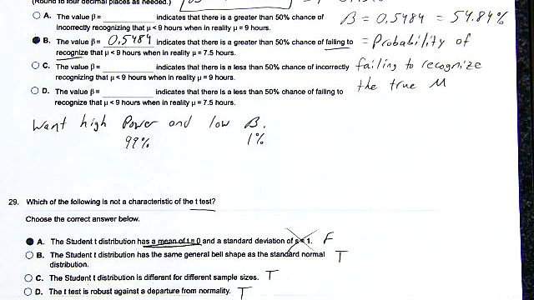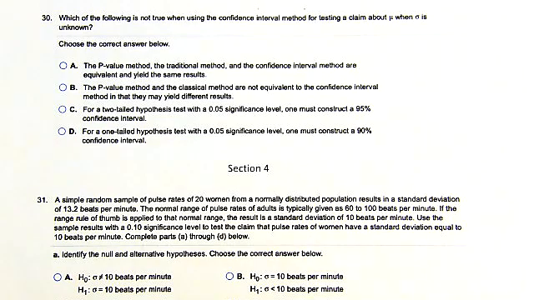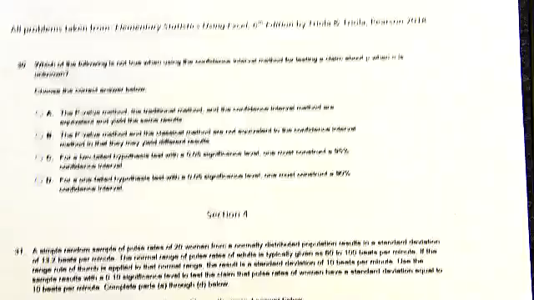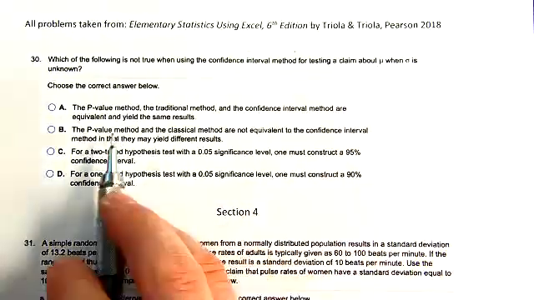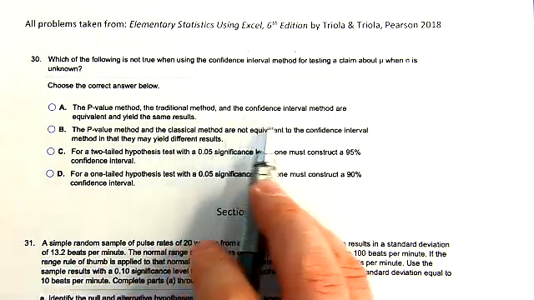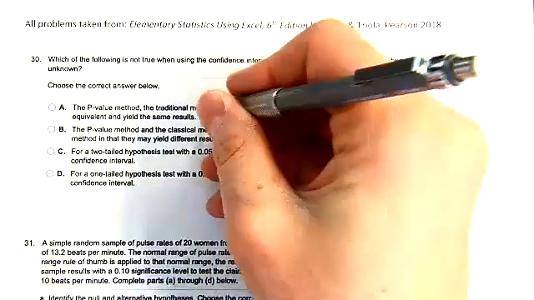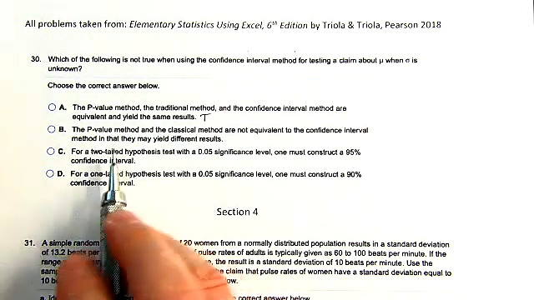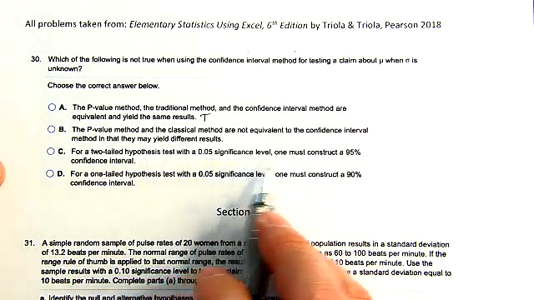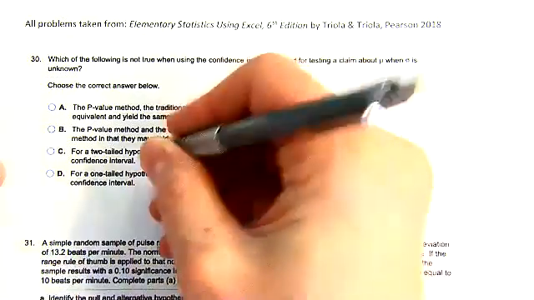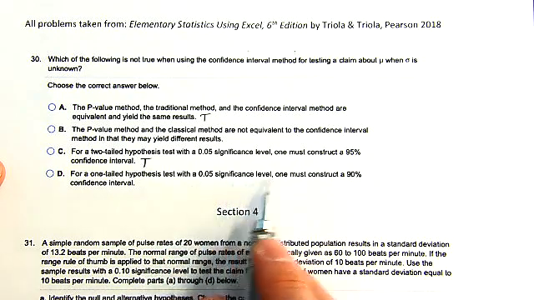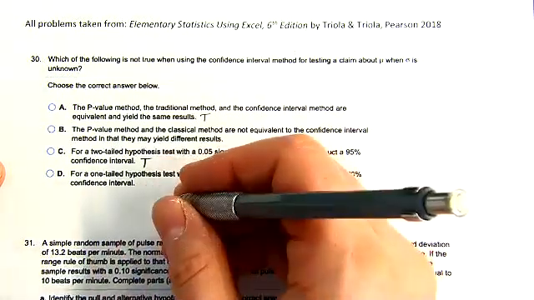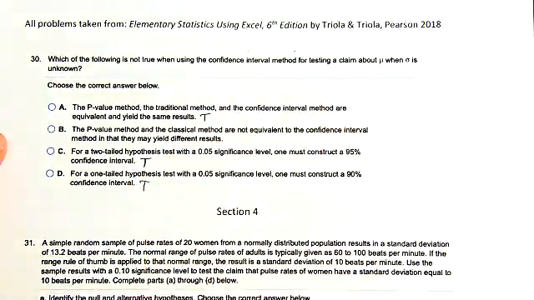Okay, let's see, 30. Which of the following is not true when using the confidence interval method for testing a claim about mu when sigma is unknown? The p-value method, the traditional method, and the confidence interval method are equivalent and yield the same results. That's true. For a two-tailed hypothesis test with 0.05 significance level, one must construct a 95% confidence interval. That's true. For a one-tailed hypothesis test with 0.05 significance level, one must construct a 90% confidence interval. That's also true. The only one that's not is B.